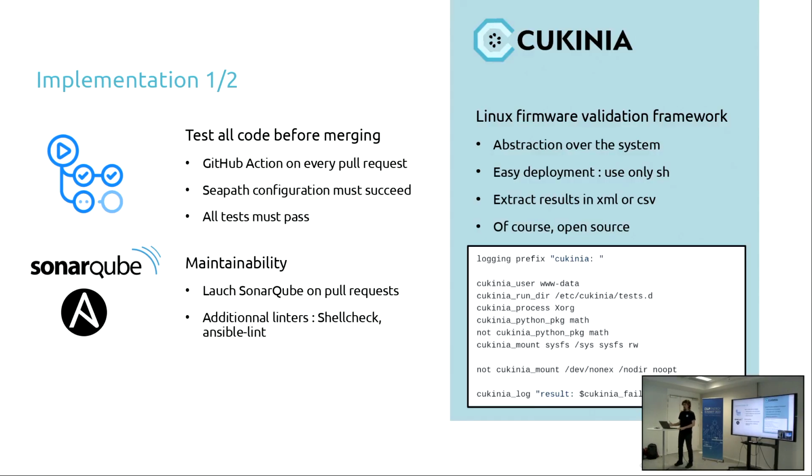For the way we write tests, we use a little test framework that is Cukinia. That's just a very simple tool, a Linux validation framework. The idea is just to give a little abstraction over the system to write tests. It's really easy to deploy because it uses only shell code, not even bash. And it extracts the results in XML or CSV. That's the way we use it to build our test report after that.